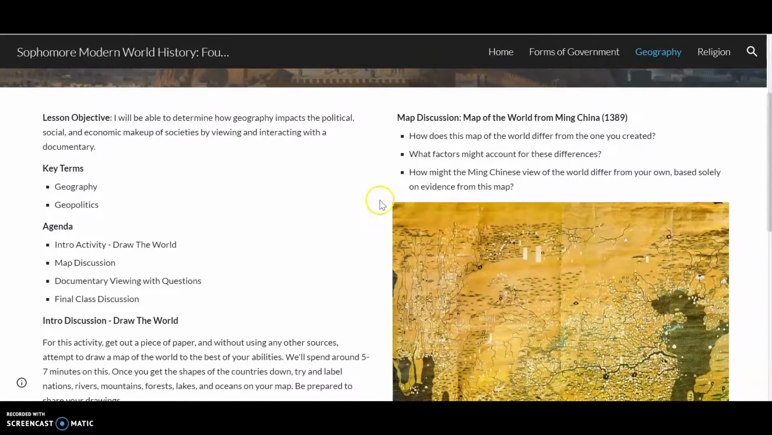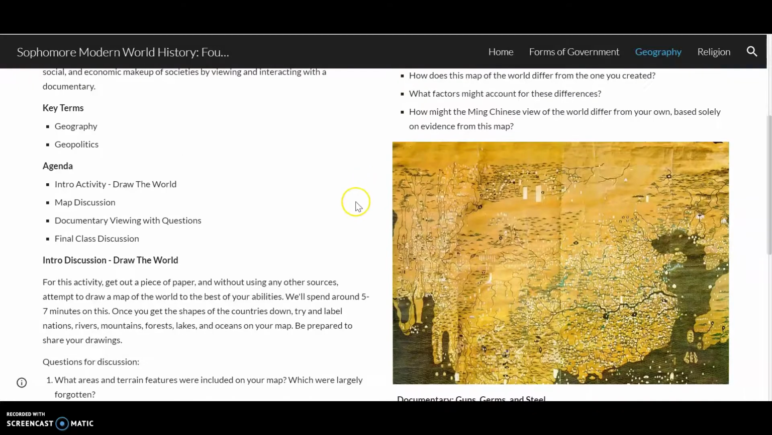Again, some of these first questions are just kind of simple, but the last question, question number 3, is going to be a little bit more complicated. The first one: how does this map of the world differ from the one you created? Obviously, the students had a lot of things to say.